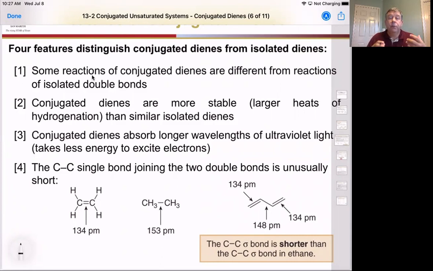The conjugation between the double bonds absorbs longer wavelengths of ultraviolet light. What that means is because it is conjugated, it takes less energy to excite electrons from a bonding orbital up into an unoccupied orbital. Now, the carbon-carbon sigma bond between the two double bonds is shorter than it would be in other systems. Okay, so what we see here is that the partial double bond character associated with conjugation gives it a shorter bond than would be expected.